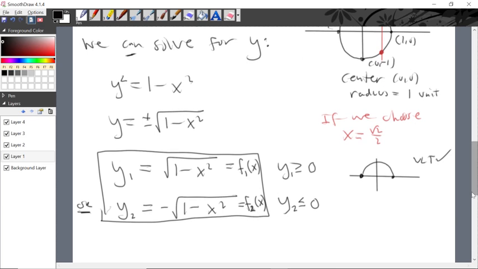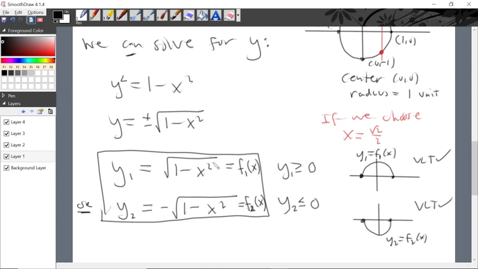The graph of this one down here would be the lower half of the unit circle, because that's where the y values are never going to be positive. So we have the lower half of the unit circle. Here's our y1, which is our f1 of x curve, and this is our y2, which is our f2 of x curve. It is vertical line test approved. This is certainly a function, so we can call it a function.